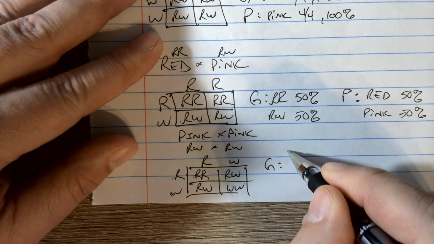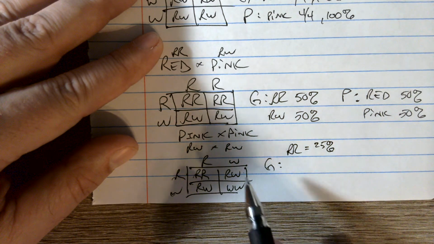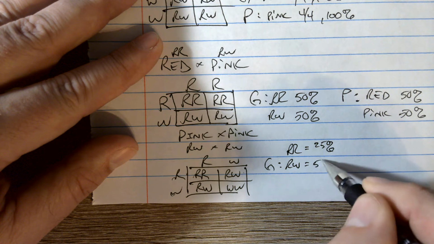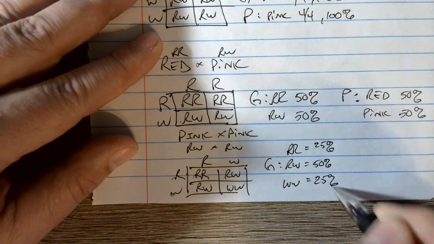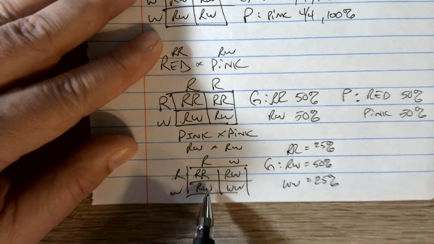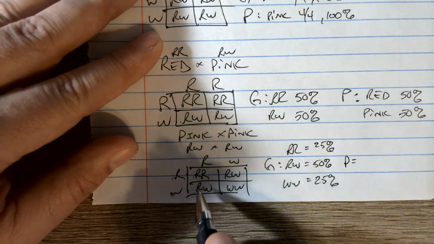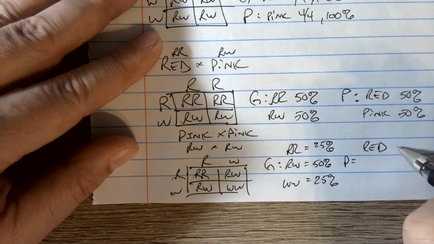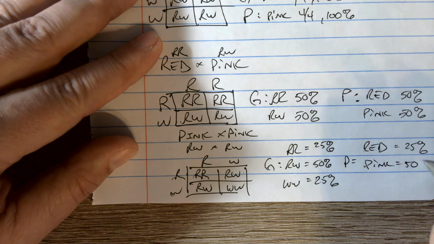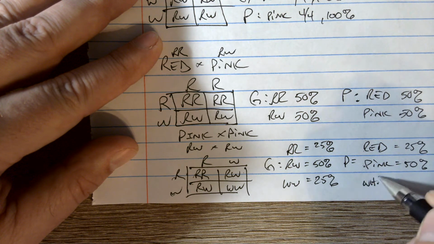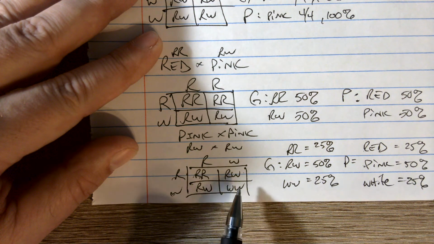Looks like we have RR is 25% of the time. RW is 50% of the time. And WW is 25% of the time. 1 out of 4, 2 out of 4, and 1 out of 4. Let's read our phenos off. Red is 25%. Pink is 50%. And white is 25%. Red, pink, white.